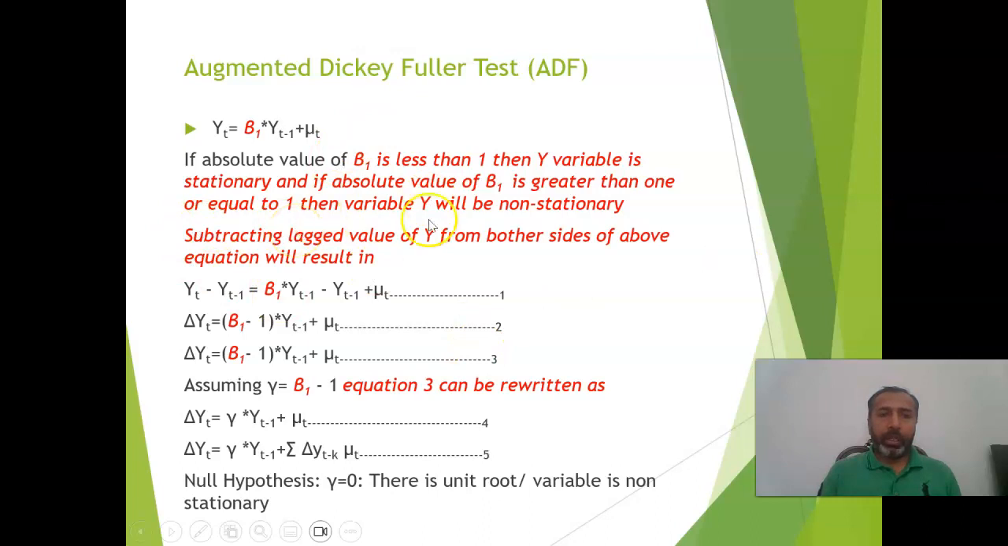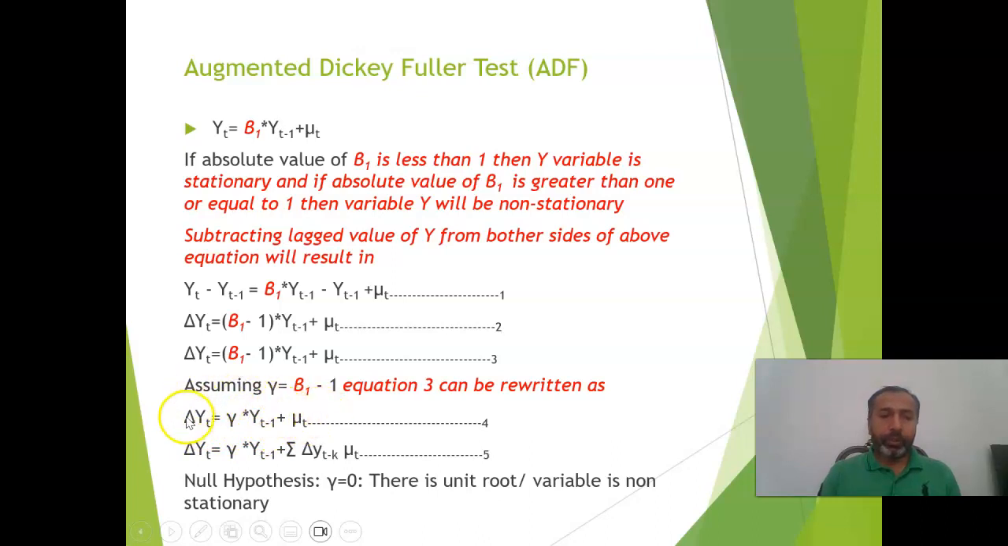Now, if we subtract the lagged value of y from both sides of this equation, we get equation 1, where we are subtracting the lagged value of y from both sides. Then the dependent variable will become delta yt, and from these two values, if we take yt minus 1 as common, in brackets we shall get beta 1 minus 1, plus error residuals. Then we can assume that if beta 1 minus 1 is equal to gamma, then this equation 3 can be rewritten like this: delta yt is equal to gamma into yt minus 1 plus residuals.